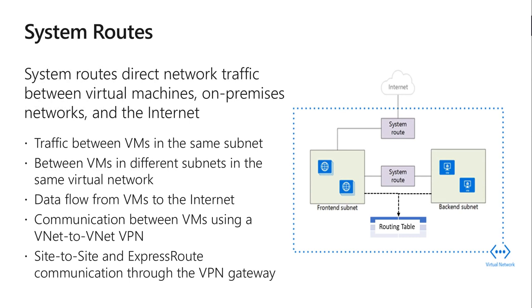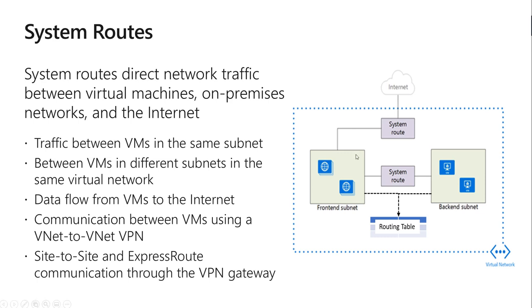Azure uses system routes to direct what we call the network traffic between your virtual machines, on-premises networks, and the internet. The following situations are managed by these system routes: traffic between VMs in the same subnet, between VMs in different subnets in the same virtual network, data flow from VMs to the internet, communication between VNets using VNet-to-VNet VPN, and also site-to-site or ExpressRoute communication through the VPN gateway.